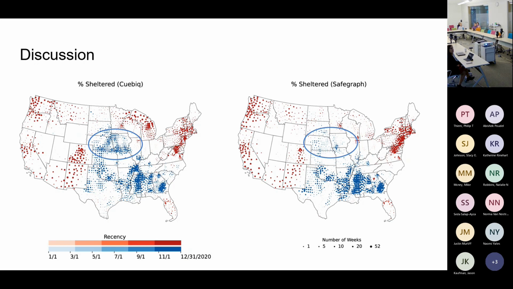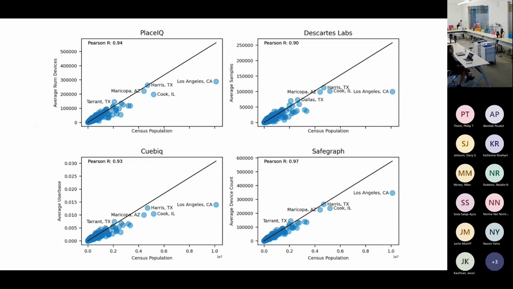The first one is the central United States, Iowa, Nebraska. The clusters here are more recent for Cuebiq data. They are less recent and less consistent for SafeGraph data. The other two interesting things that we note here are in Michigan, Wisconsin, and Minnesota. Once again, the recency and consistency is different.